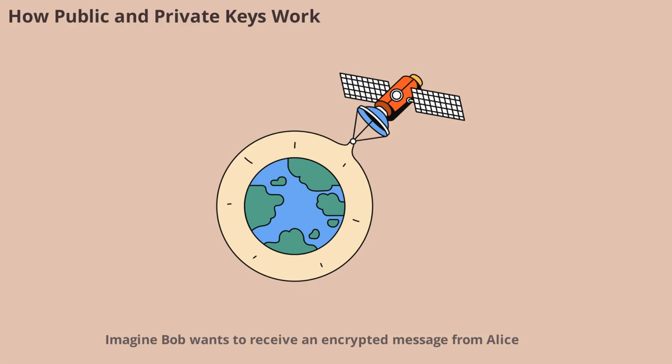Imagine Bob wants to receive an encrypted message from Alice. Bob generates a pair of keys, a public key and a private key. He shares his public key with anyone who wants to send him a message. The private key, however, never leaves his device. This setup allows anyone to send Bob a secure message, but only Bob can read it.